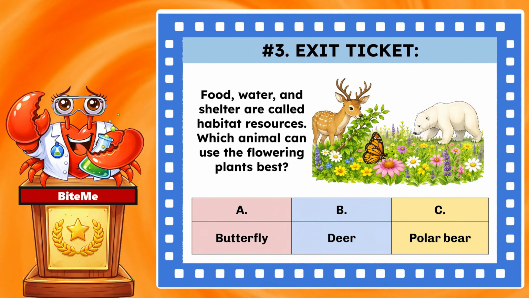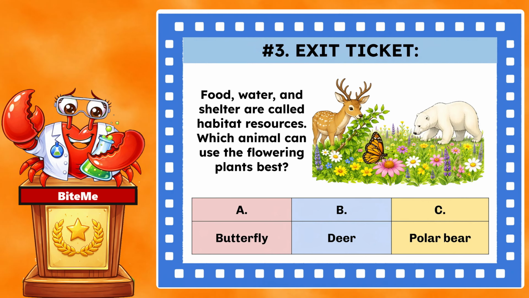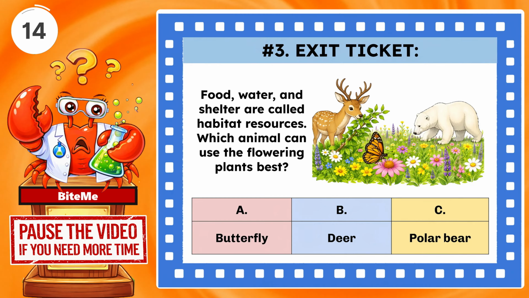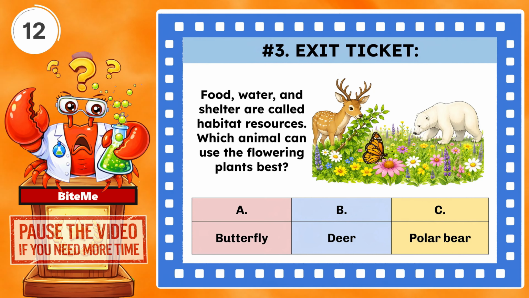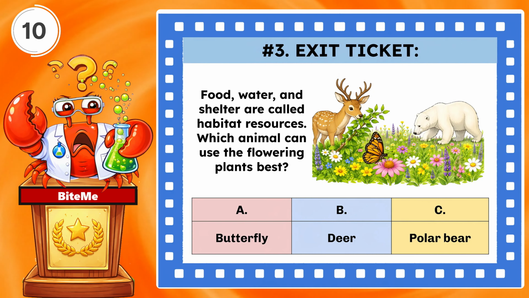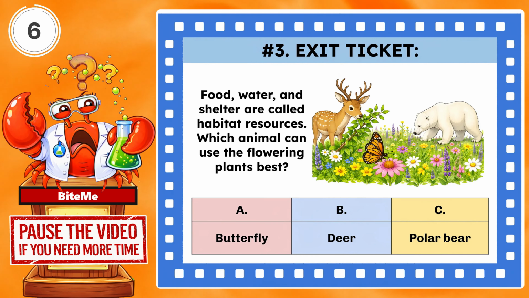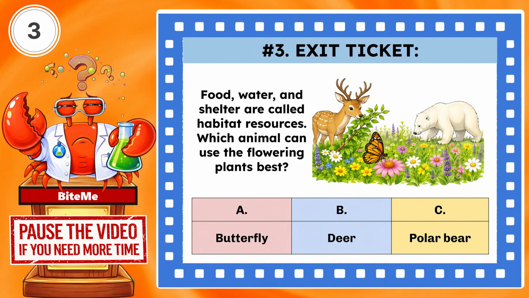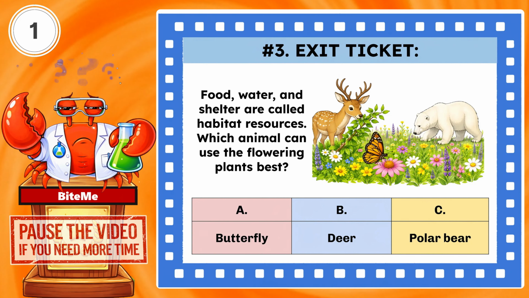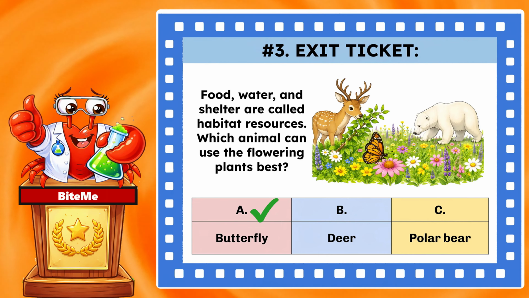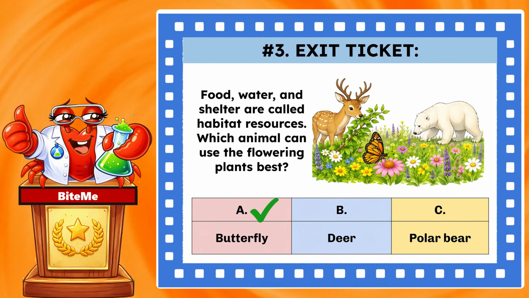Food, water, and shelter are called habitat resources. Which animal can use the flowering plants best? And the correct answer is letter A. Butterfly.